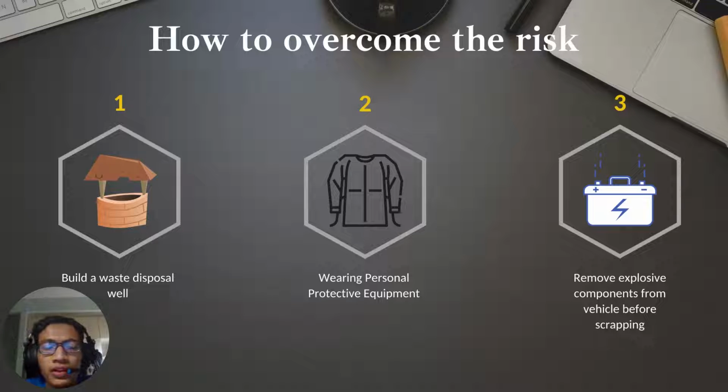So, what should we do to overcome the risks? The first one is to build a waste disposal well, which will contain all the vehicle waste and keep it from mixing into the underground water. The second one is to wear personal protective equipment to avoid any injuries. And the third one is to remove explosive components from the vehicle before scrapping.